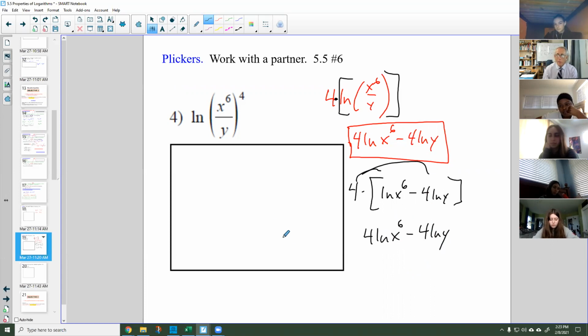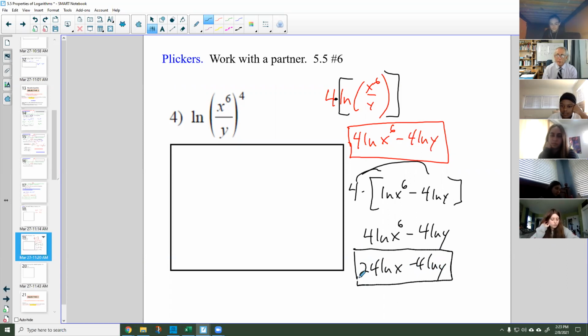Go ahead. I could use the third property, and then would I have to multiply the 4 and the 6? Yes, you would. That would be 24 ln x minus 4 ln y. Very good. So this is the fully expanded answer. So let's just stop there.